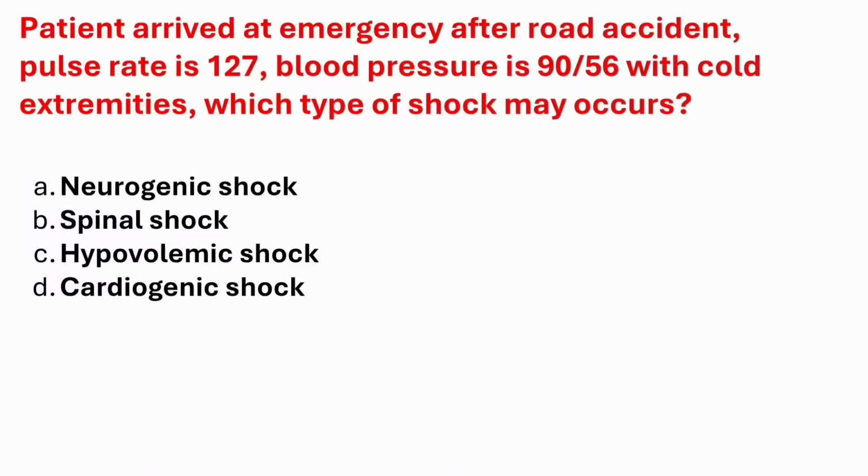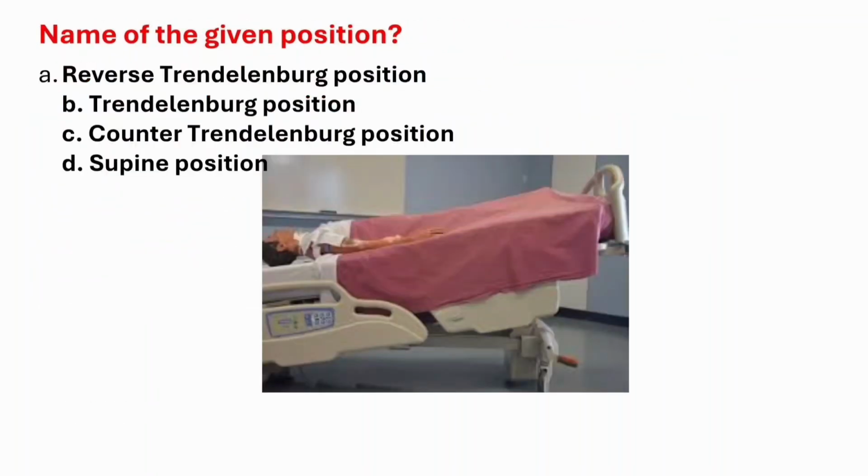Pulse rate is 127. Blood pressure is 90/56 with cold extremities. Which type of shock may occur? A. Neurogenic shock. B. Spinal shock. C. Hypovolemic shock. D. Cardiogenic shock. The correct answer is C. Hypovolemic shock.